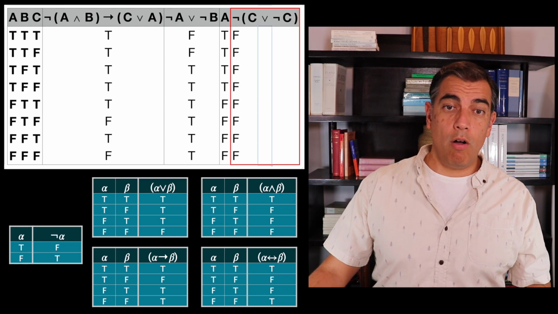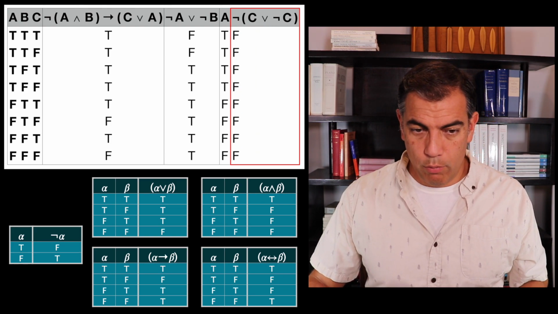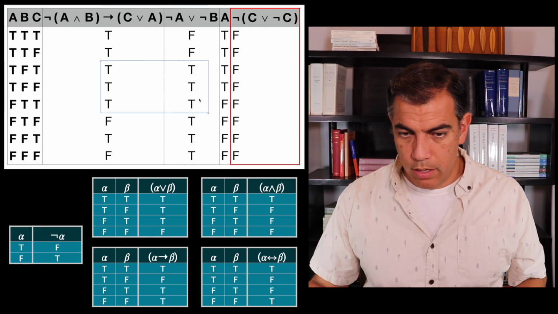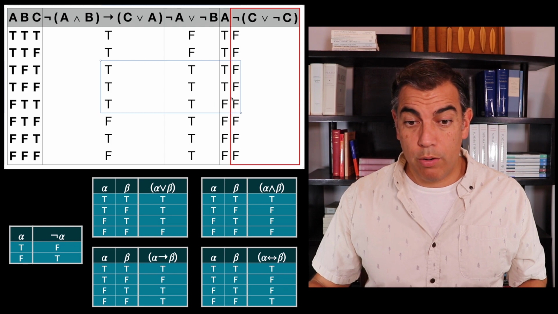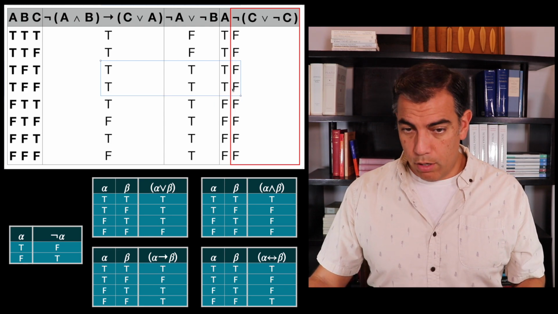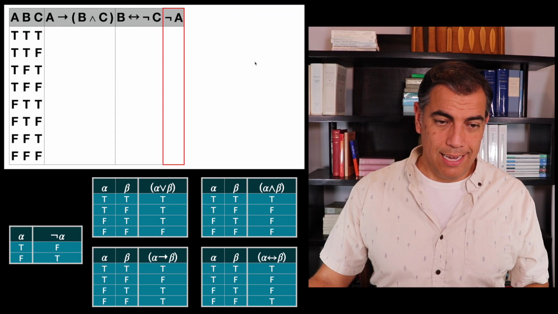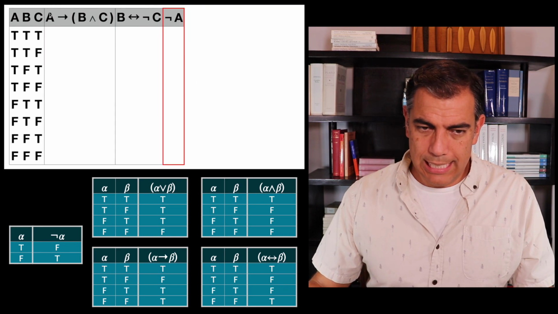And now we look for all true premises. Looks like rows 3 and 4 have all true premises and a false conclusion. Sure enough, invalid.